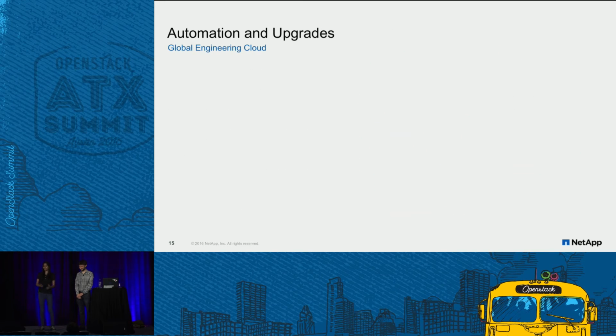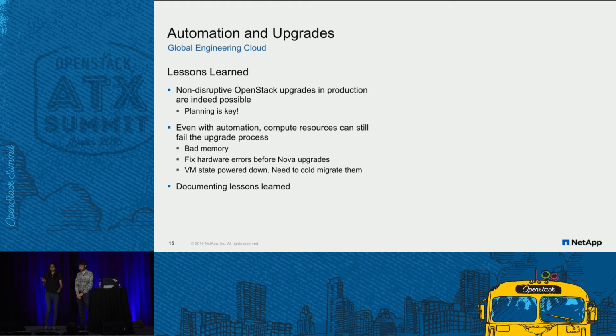Okay, so this was our first experience with deployments and upgrades of OpenStack, so we learned a lot along the way. First and foremost, we experienced firsthand that you can actually do a non-disruptive upgrade in production. All you need to do is plan. You have to define a strategy that is suitable for your architecture and then just roll with it after you're done testing it in the staging environment.